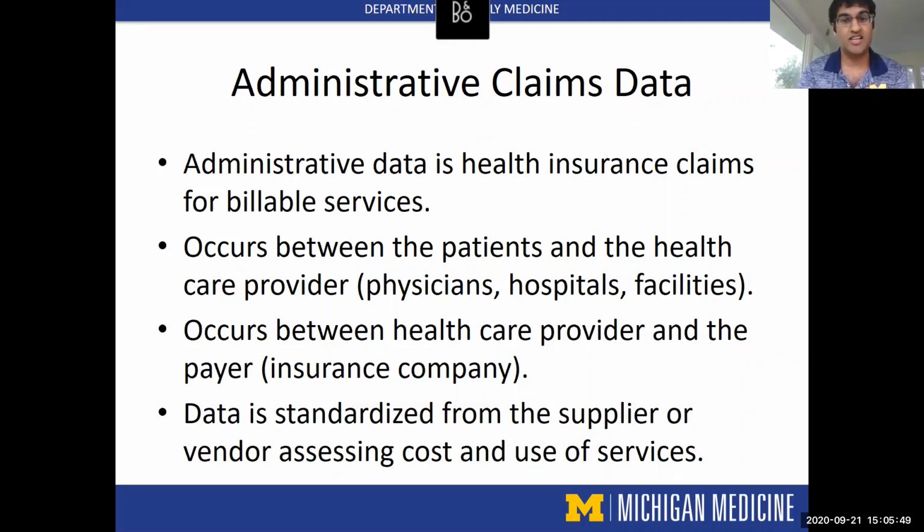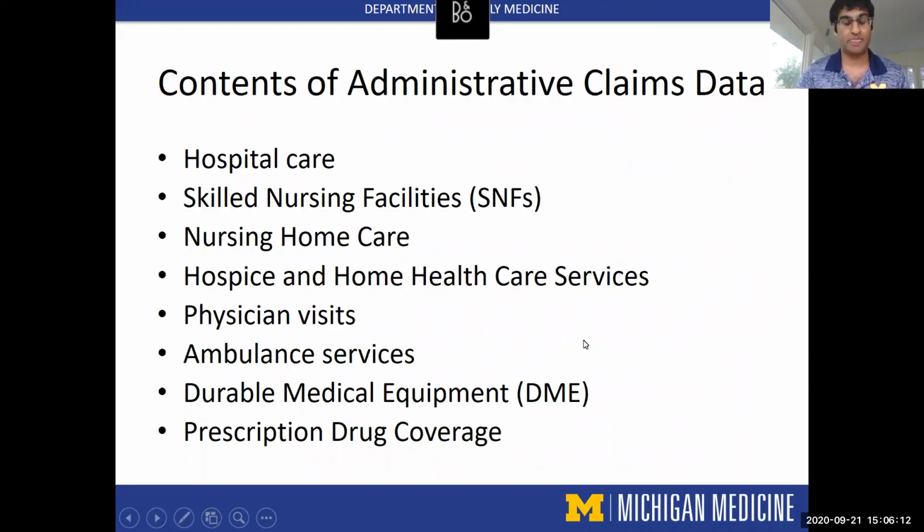This data is standardized from the supplier or vendor, and a lot of times it's used for assessing costs and use of services. Part of the challenge of this data is that in many ways, it has not been assembled or designed for research purposes. So there's a lot of programmatic algorithms that go in to develop them into analytic files.